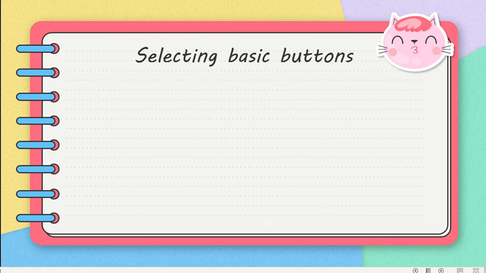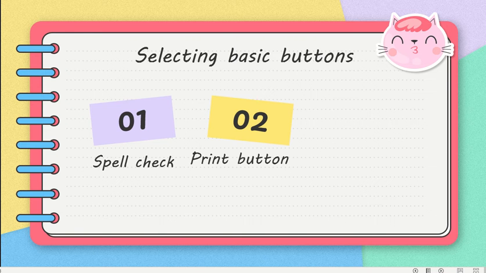So, let's come to the point. Today, we are going to discuss selecting basic buttons. In our last lecture, what we have learned is cut, copy, and paste. And today, we are going to discuss the spell check, print button, and save button.